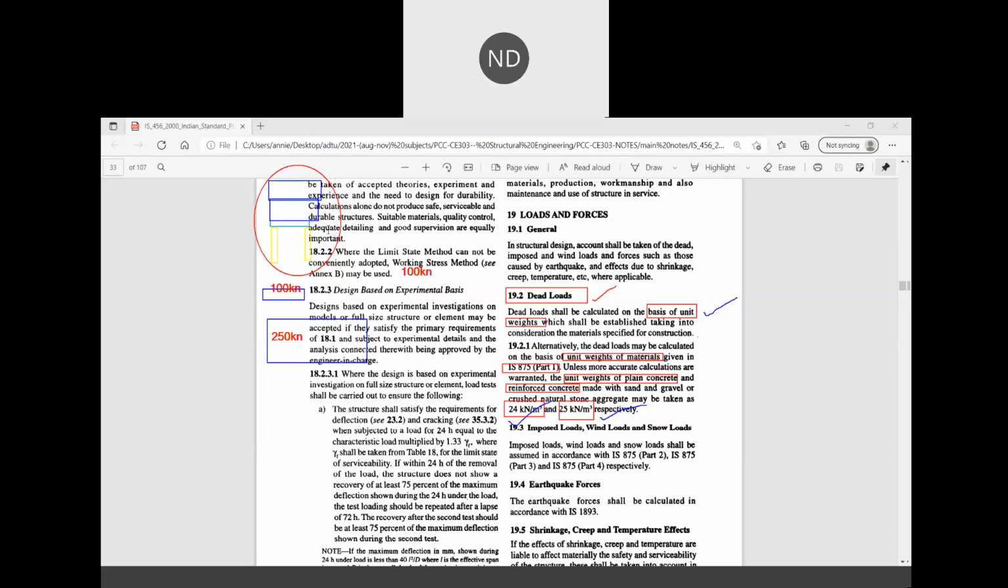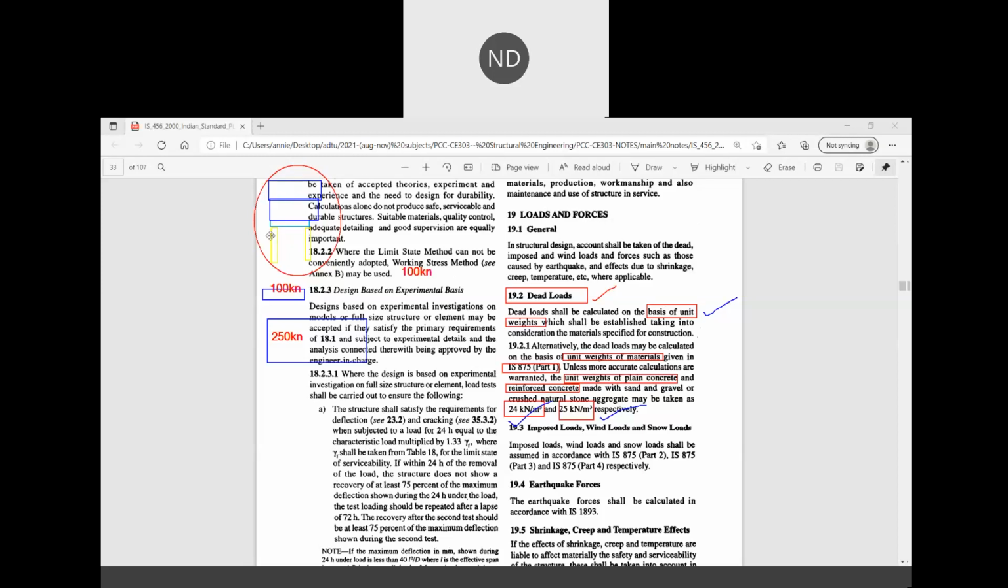loadings. We will find out how much total load is going to come from this building, how much live load can be present, or how much live load is present. Live load means furniture, etc., or your movable loads, like human beings, animals, etc. Movable loads, how much is going to come, etc.